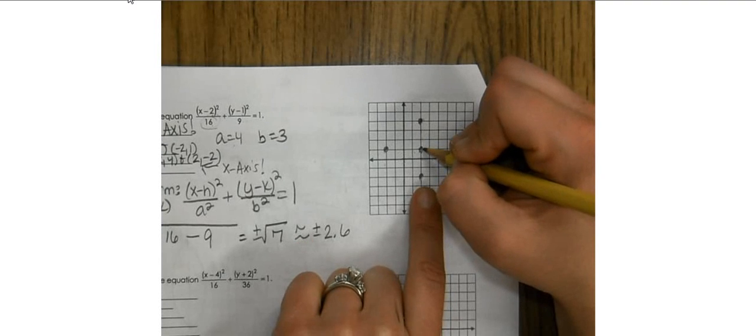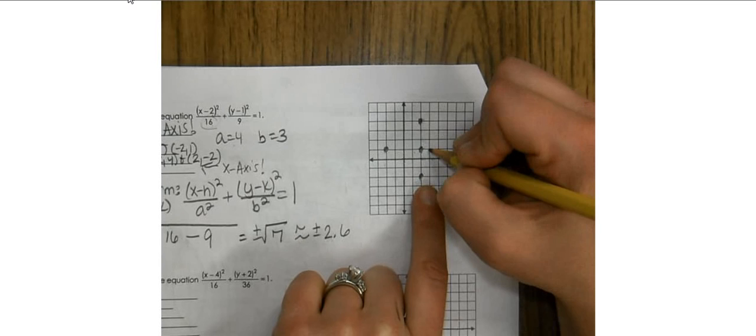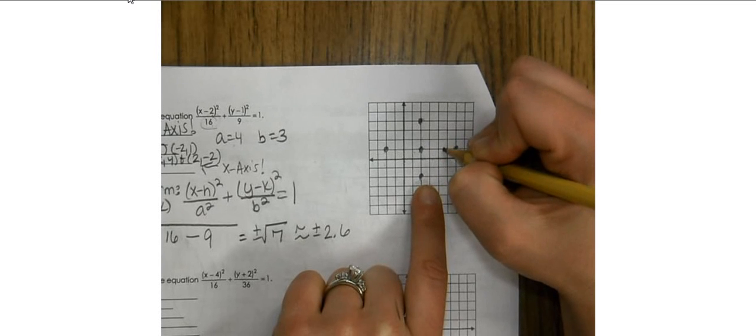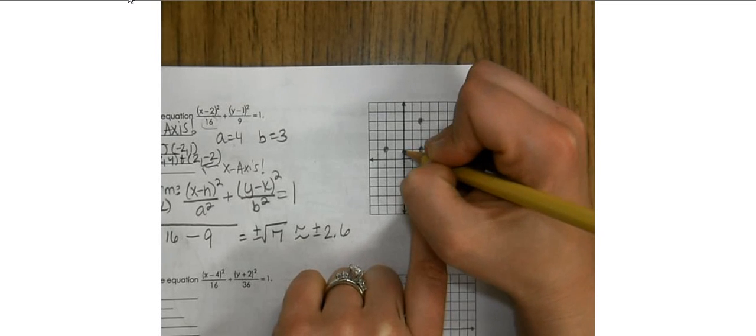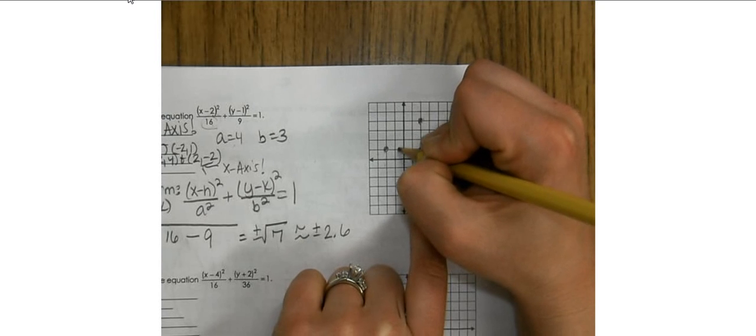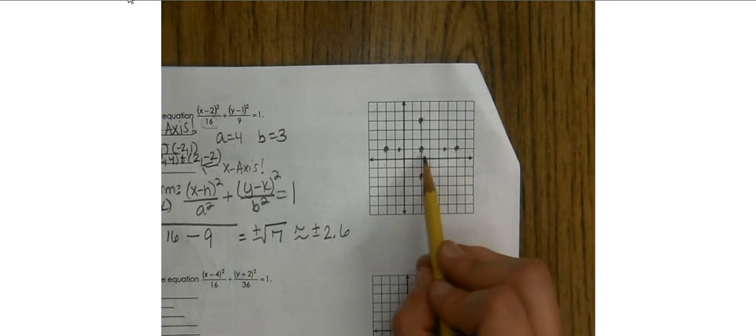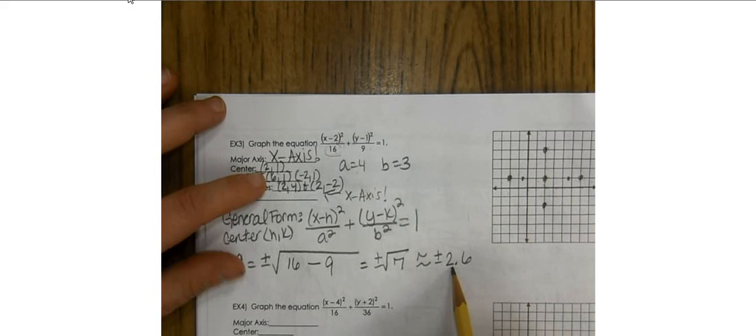And I'm going to count 2.6 units. So I'm going to go 1, 2, and this a little bit more. And then back, 1, 2, and just a little bit more. And in order for you to identify what those values are, I would just take the x value of your center and add 2.6 and subtract 2.6.